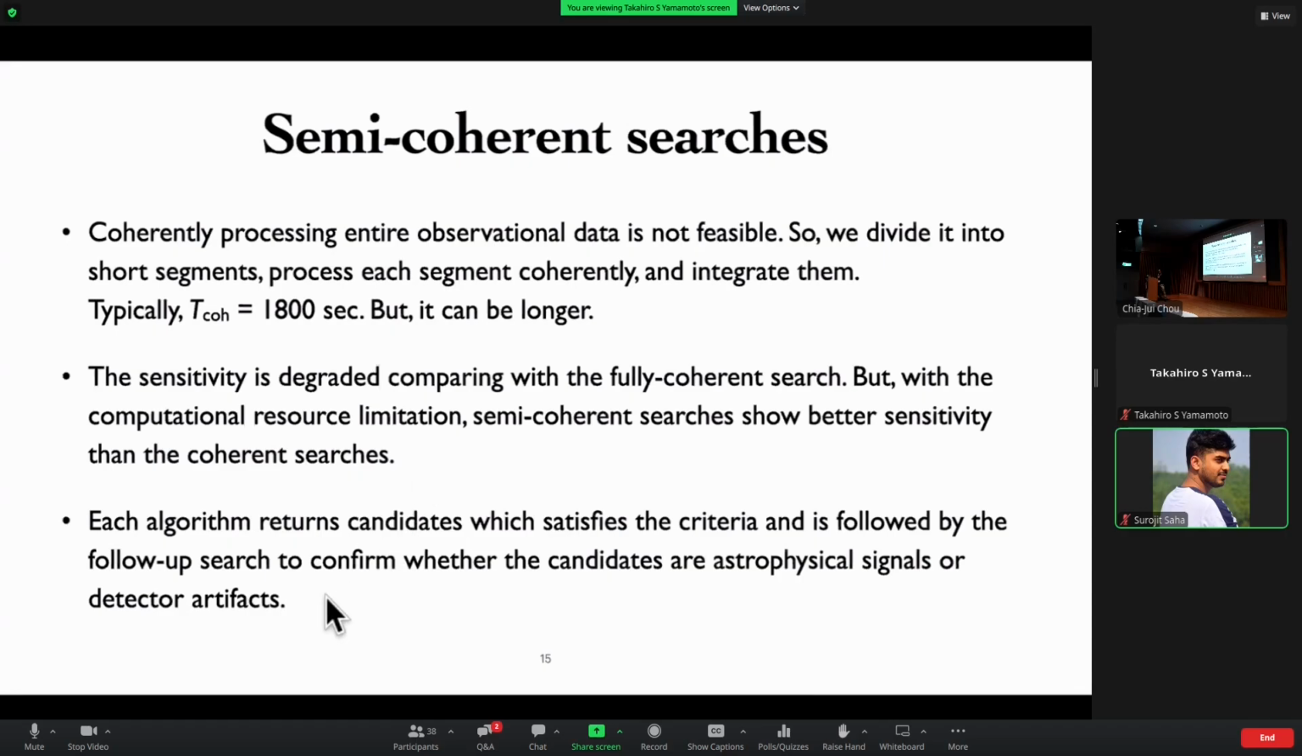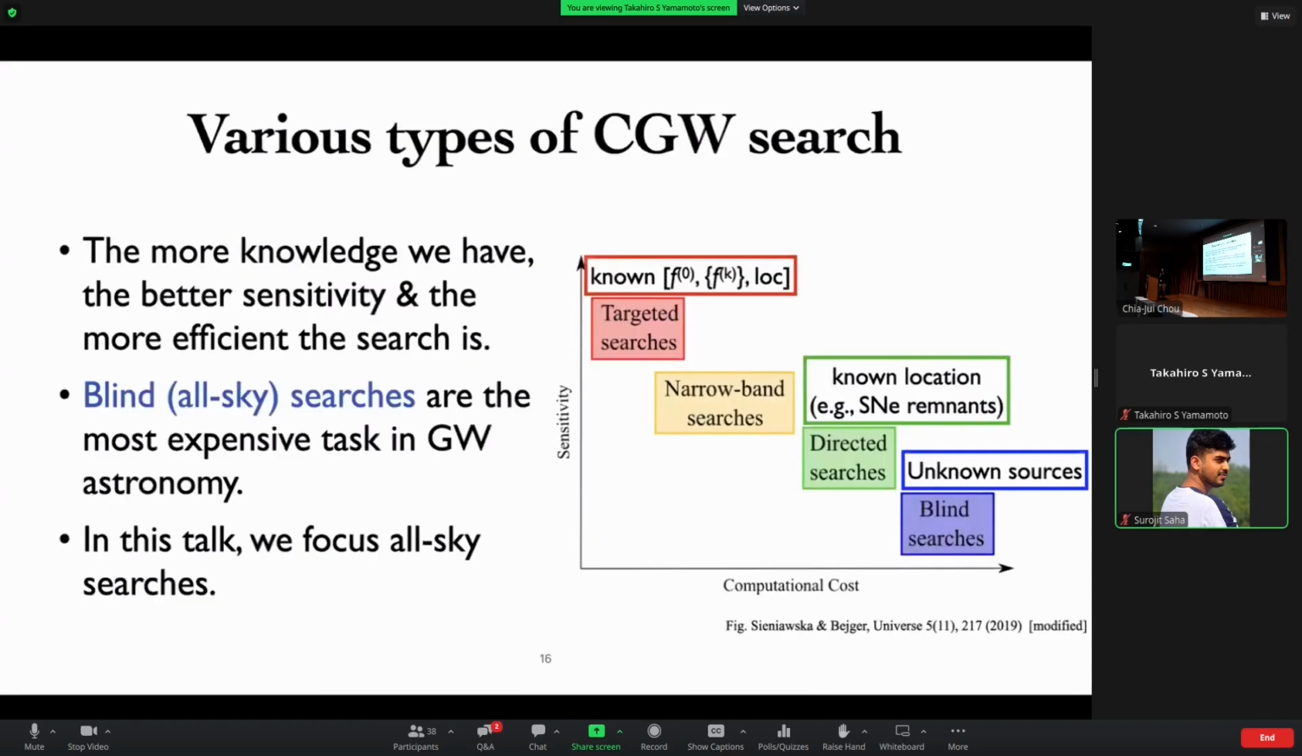So far, many semi-coherent algorithms have been proposed, and each algorithm returns candidates which satisfy certain criteria. They are followed by a follow-up search to confirm whether these candidates are astrophysical signals or detector artifacts.